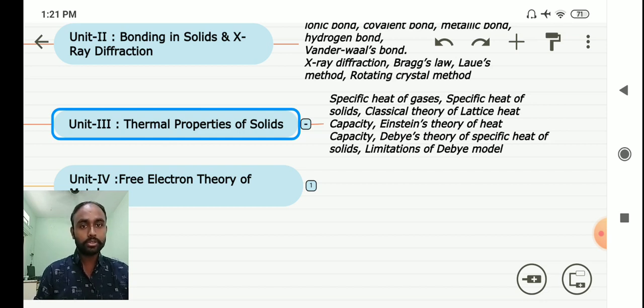So specific heat means, for gases or for solids, the amount of heat energy required to raise the temperature of that particular material by 1 degree Celsius. As we have already seen in case of gases, the same definition will be applicable for solids, only instead of gases here we are replacing the word solids. Next, classical theory of lattice heat capacity, right? Heat capacity is also what we call the specific heat only, CV, right? Yes, specific heat at constant volume, C suffix V.